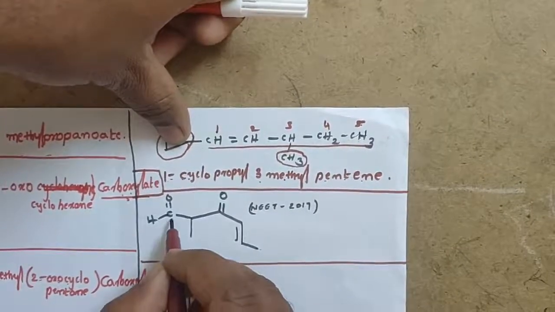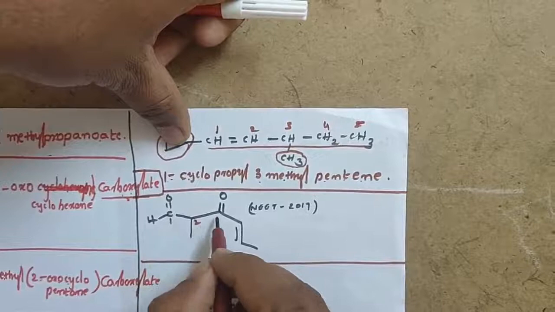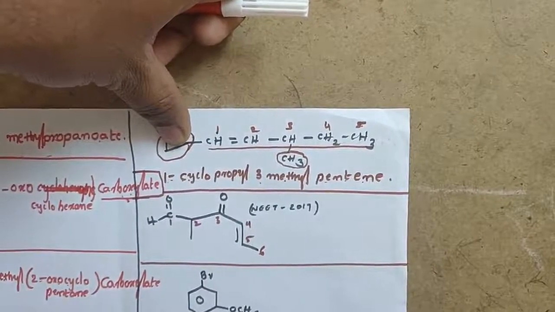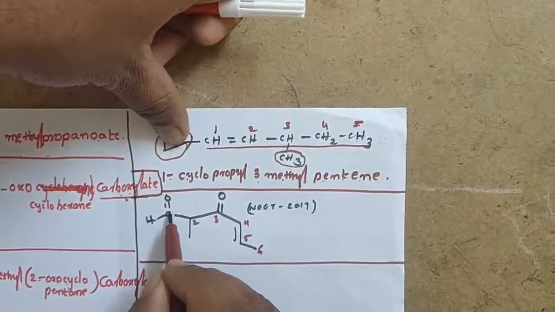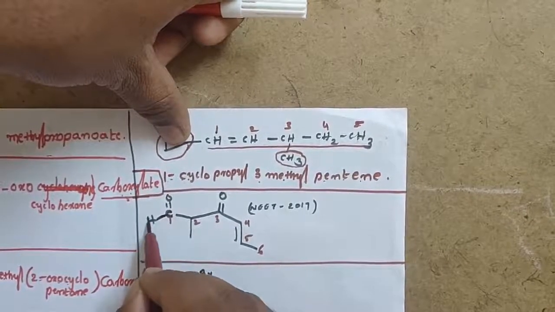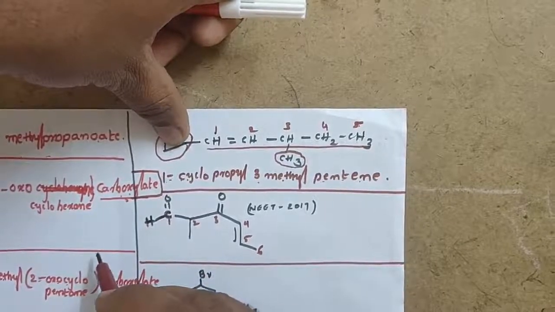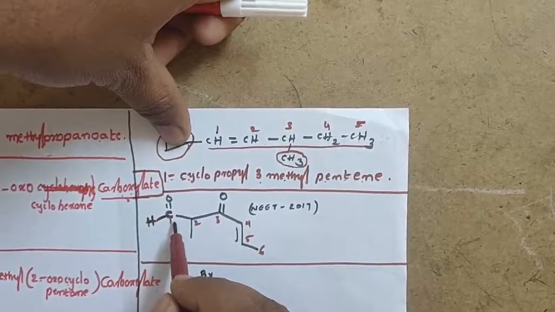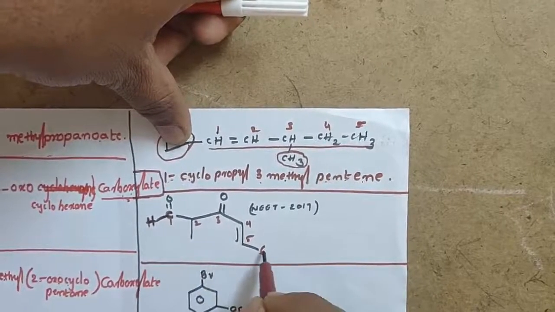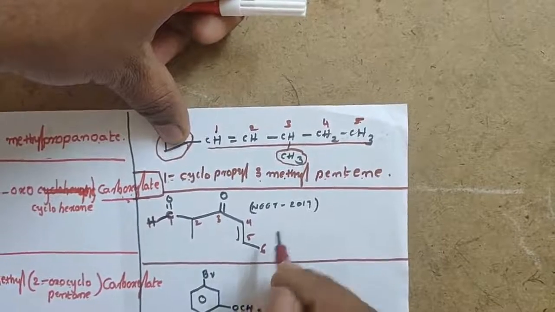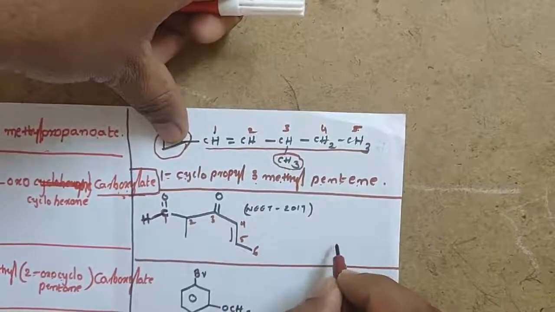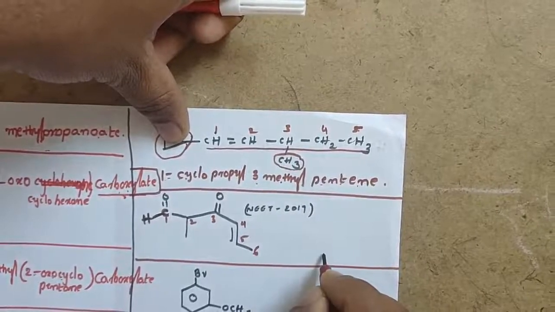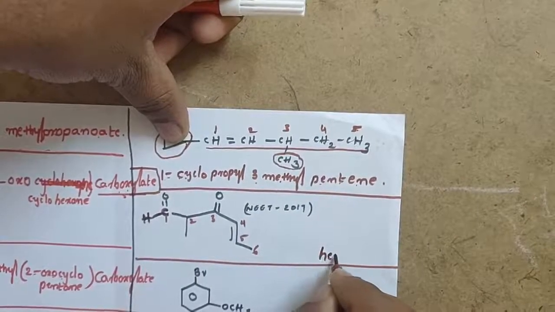Next, this is the next one. Okay, so here the longest chain selection is 1 2 3 4 5 6. Why? Because this is an aldehyde functional group. Now we have to start the numbering from the aldehyde carbon. Then in total how many carbon atoms are there here? 6 carbon atoms are there, which means it is called hex.